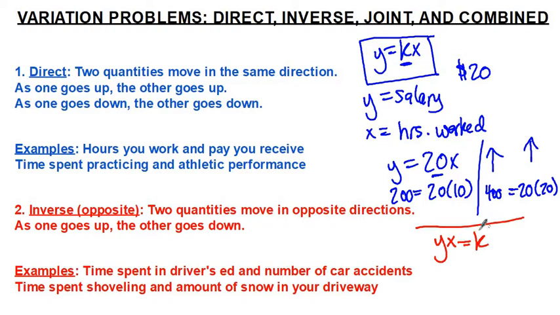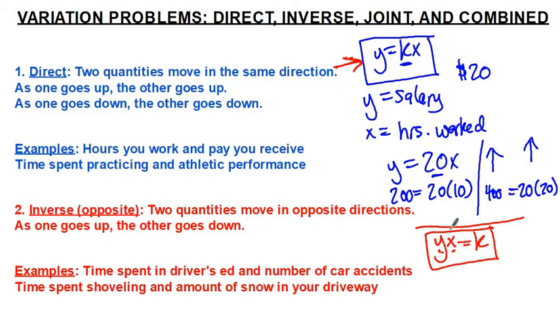For inverse variation, it looks like this: y is getting multiplied by x this time, unlike up here where k was getting multiplied by x. So when they're inversely related, they're on the same side of the equation. When they're directly related, like up here, they're on opposite sides.